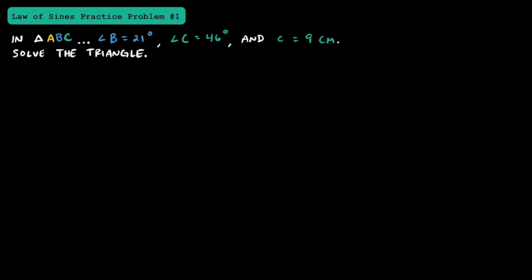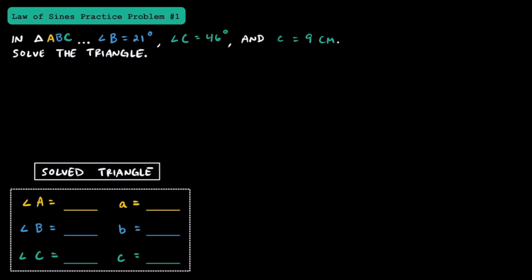Let's look at our first law of sines practice problem. In triangle ABC, we know angle B is 21 degrees, angle C is 46 degrees, and side c is 9 centimeters long. We need to solve this triangle. To solve this triangle just means that we have to find all three angles and all three side lengths. We know that angle B is 21 degrees, so we can fill that in right away. We know angle C is 46 degrees, so we'll put that right over here. And we know that side c is going to be 9 centimeters long. While we have these three bits of information, we still have to find angle A and side b.